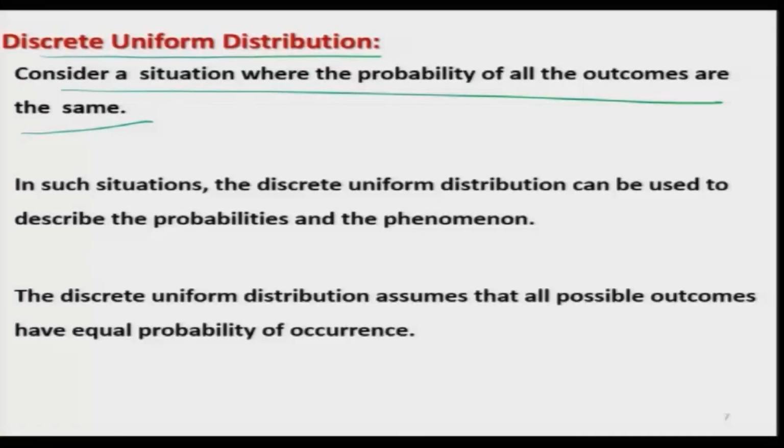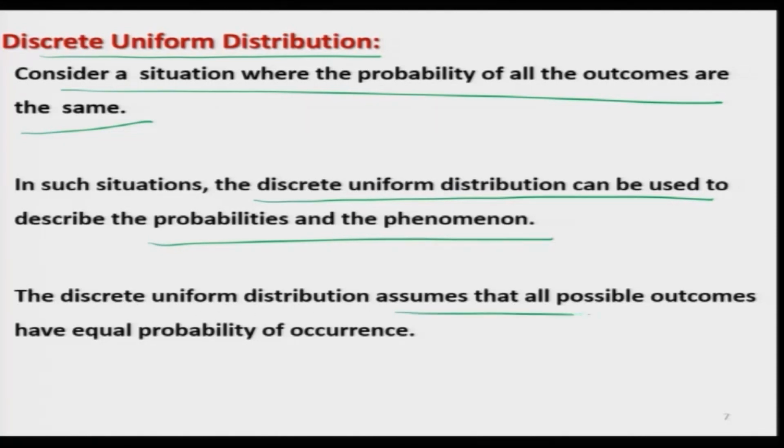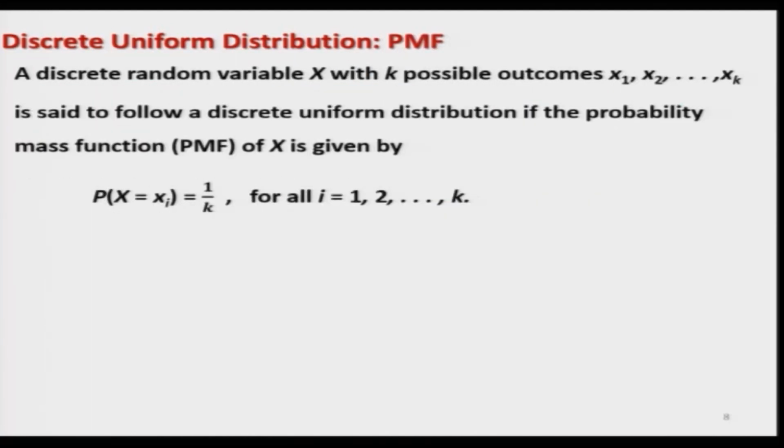In such situations, wherever the probability of all the outcomes is going to be the same, we use the discrete uniform distribution, which describes the probabilities and the phenomena. This distribution assumes that all possible outcomes have equal probability of occurrence. Now the question is, how are you going to describe such phenomena through a mathematical function, which is going to be converted into a discrete uniform distribution?